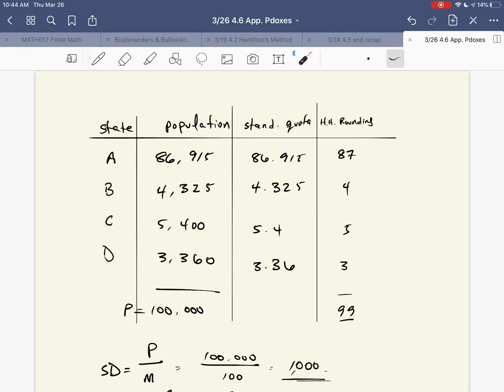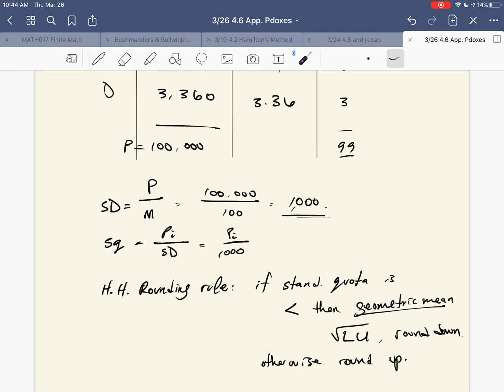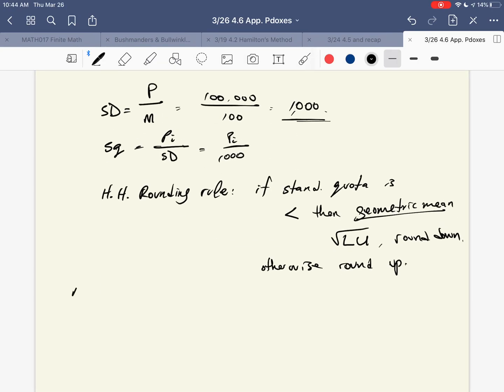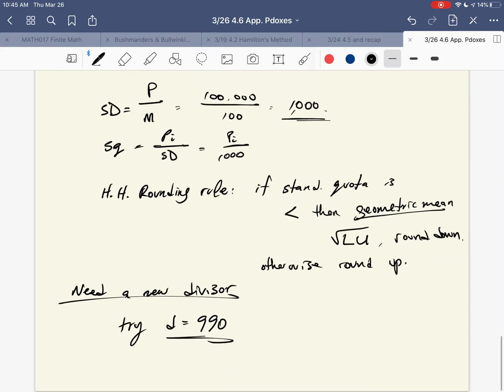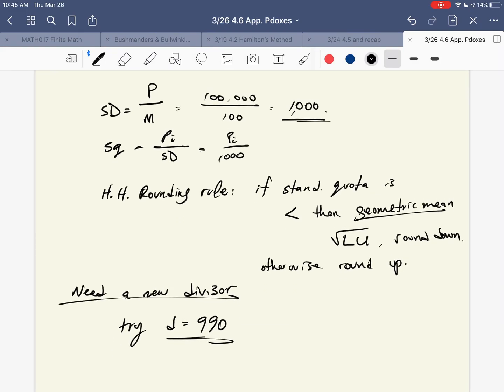Okay, so if we try making our standard divisor just a little bit smaller. So we need a new divisor. Try D equal to 990. Okay, so that's just a little bit smaller than 1,000. And I'll give you a hint. If I picked anything smaller than 1,000 and bigger than 900, it would work. So I want to pick something that's pretty close to 1,000. Maybe I should have even done 995, but 990 is pretty close.